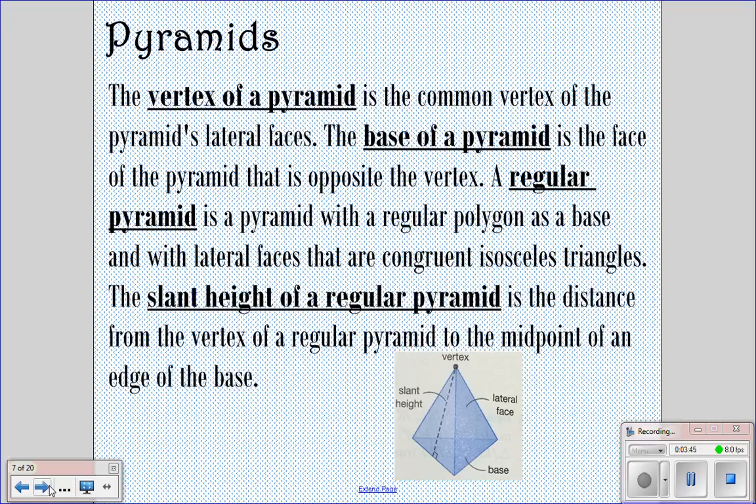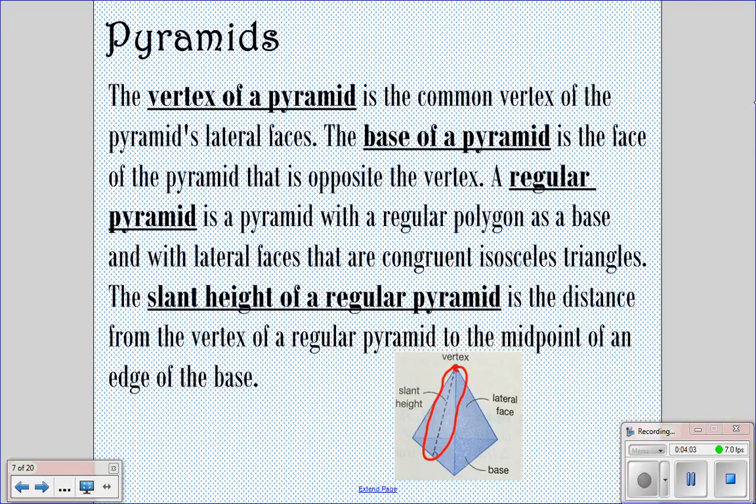The slant height of a regular pyramid is the distance from the vertex to the midpoint of the edge of a base. So this is our vertex here, and the slant height is actually on your face right here. It's that little dotted line that they drew.